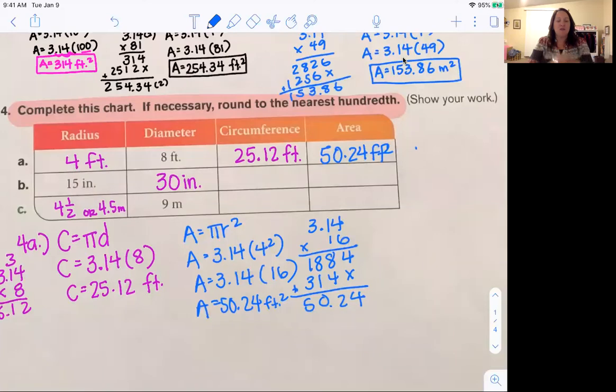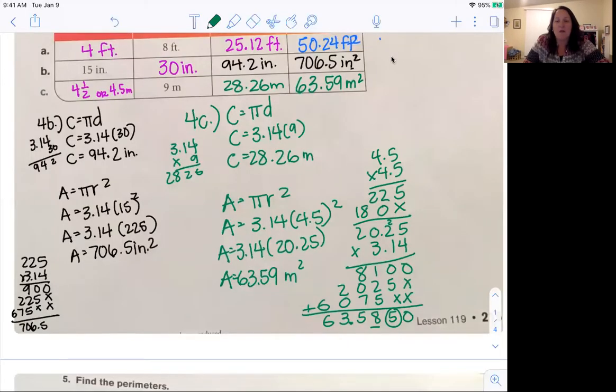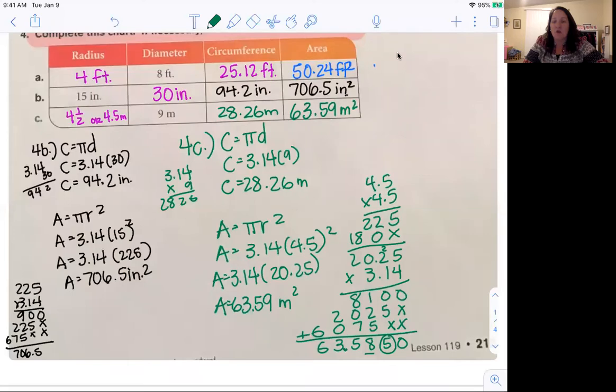Okay, so this is what I'd like you to do. Go ahead and try B and C. See how you do. Come back with me and we'll check it. Okay, I bet you're ready to check. Now for B, we have a circumference of 94.2 inches and an area of 706.5 square inches. If you are not sure how you got, or I got that, go ahead and check my multiplication and my work down here at the bottom. 4B is in black and 4C is in green. So 4C for circumference, 28.26 meters, and for an area, 63.59 meters squared.